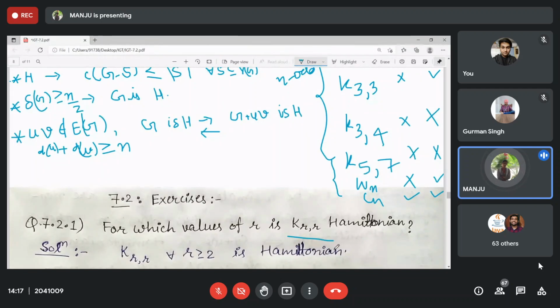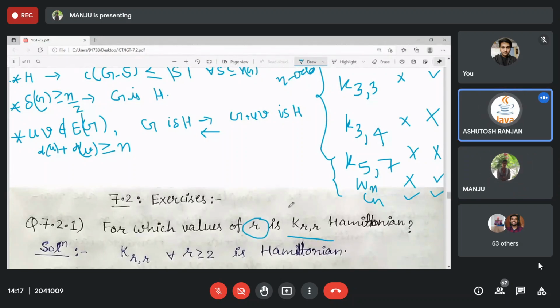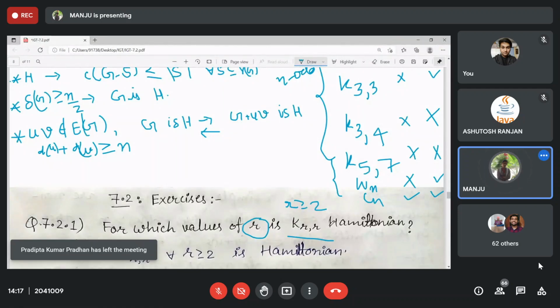We have just discussed this one, no? KRR is Hamiltonian. For which value of R? R has to be at least 2. When R is 1, it is not, meaning it does not contain any cycle. If there is no cycle, how can we talk about a Hamiltonian cycle, right?